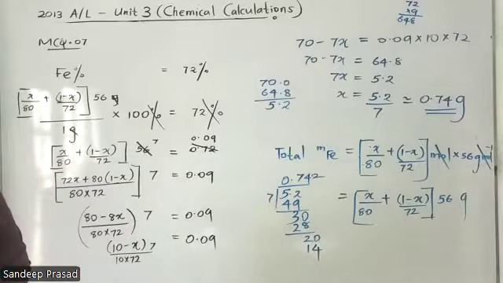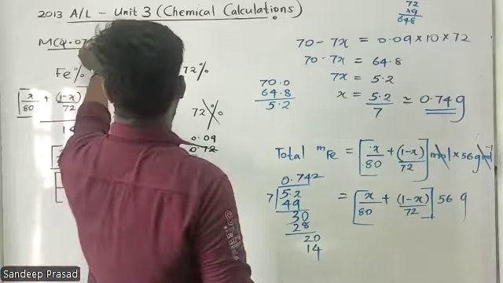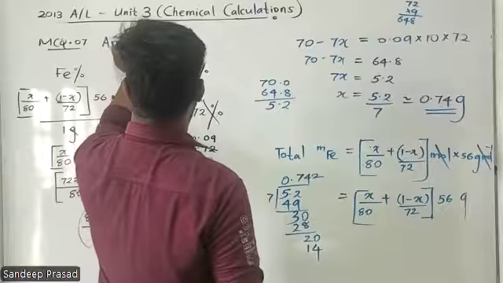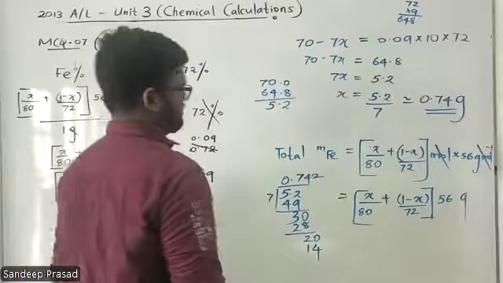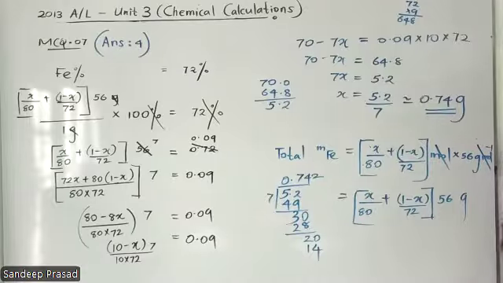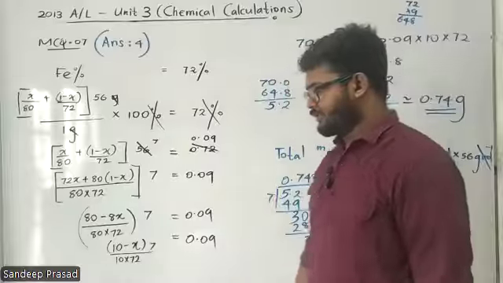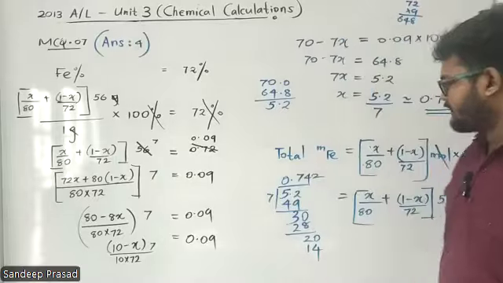0.74. Question number 7. Answer is number 4. Yes, we got the answer. Answer is number 4. MCQ number 7. Answer is number 4. Right? Yeah, if you know the calculation tricks, actually you don't have to use logarithms. So I didn't use logarithms here.